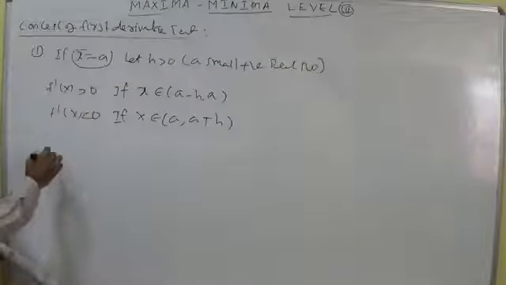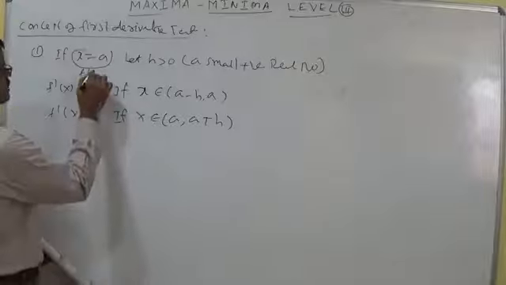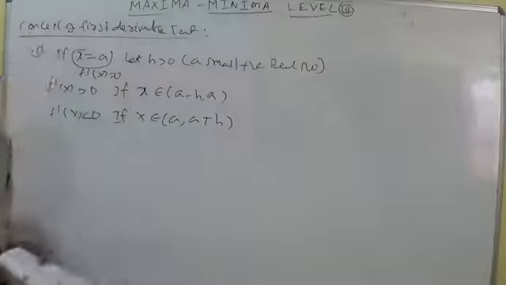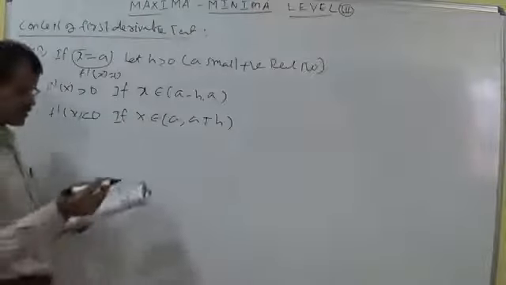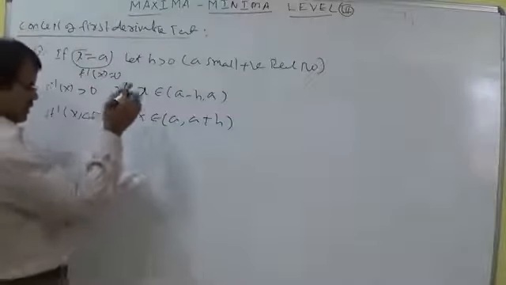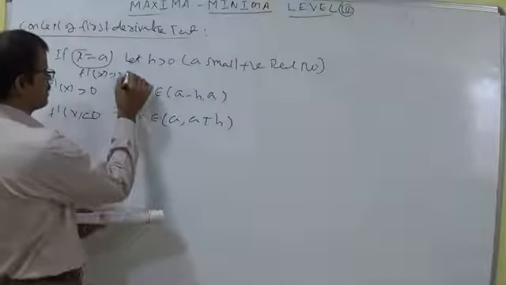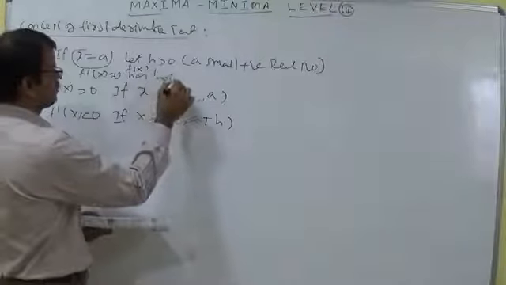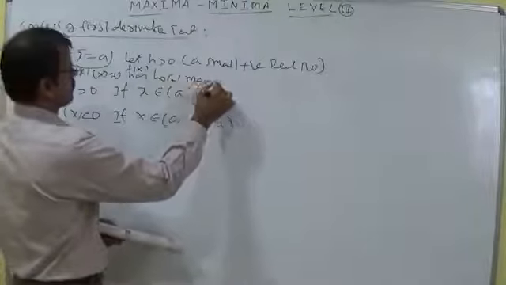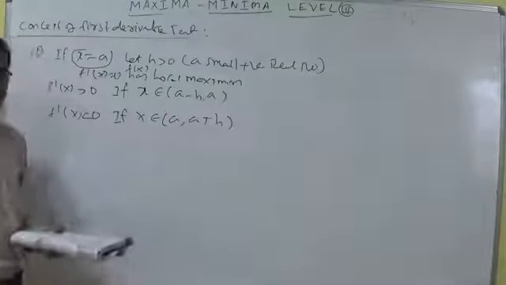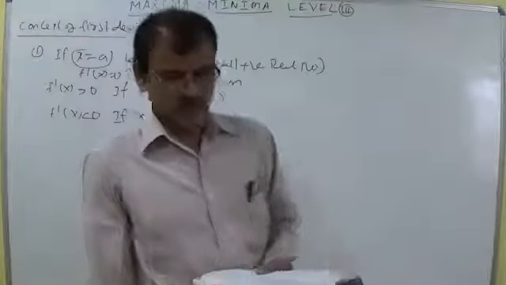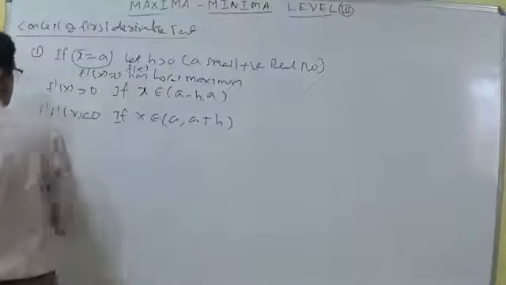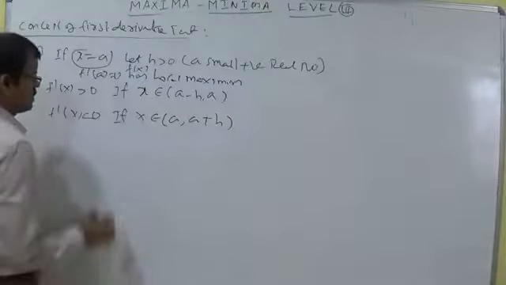That means, what is this? At x is equal to a, f dash x is equal to 0. So at x is equal to a, we say that f of x has a local maximum. Whenever f dash x is equal to 0, here f dash of a is equal to 0.